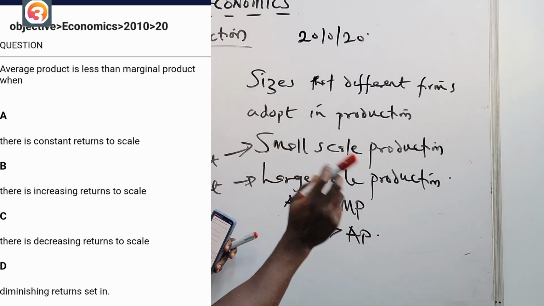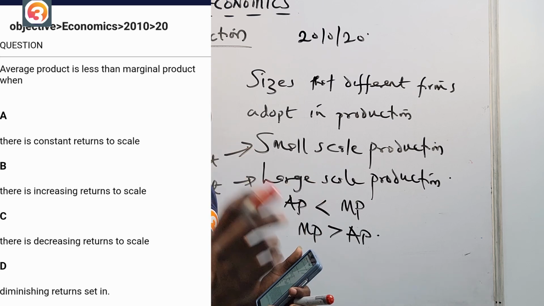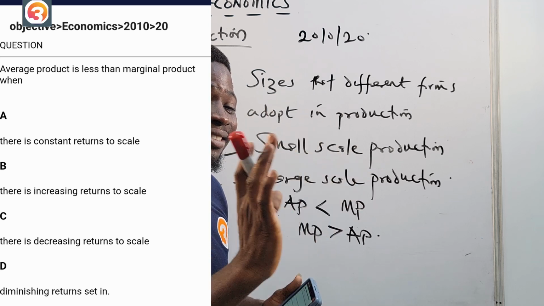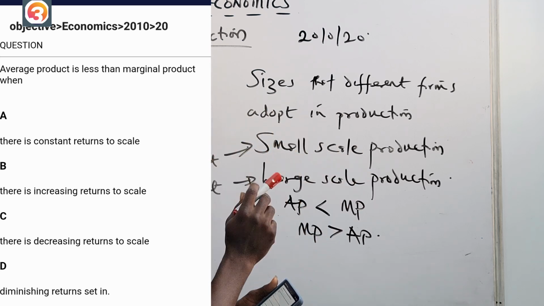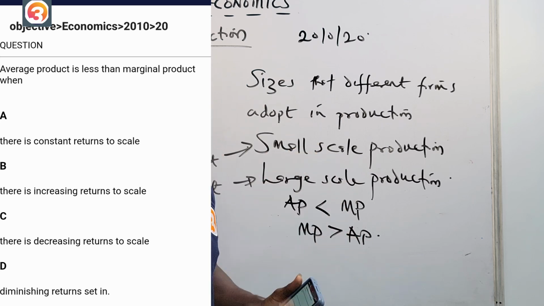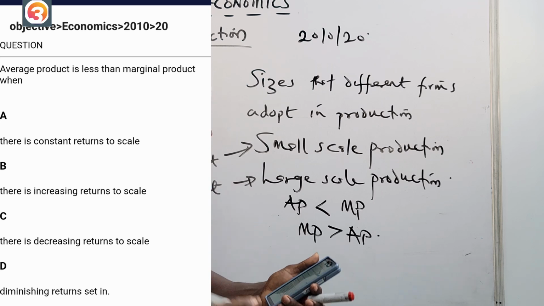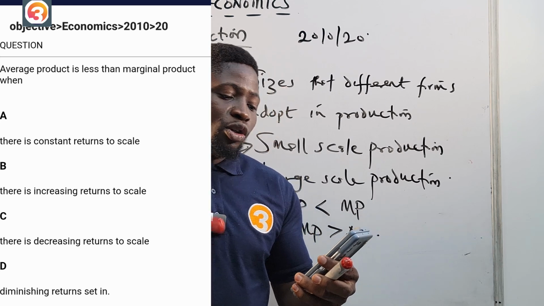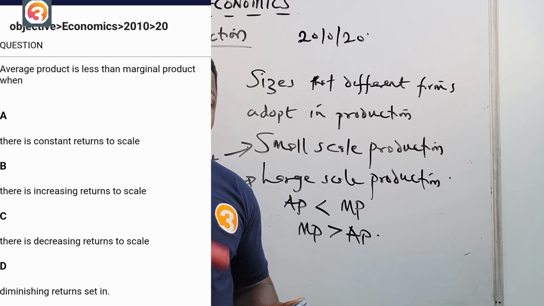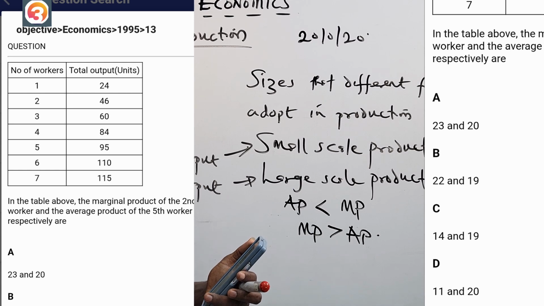From the relationship we drew, I told you that if marginal product is greater than average product, average product is increasing, and at that point we're experiencing increasing returns to scale. I told you already from the graph I wrote out, it is from when the marginal product starts declining that we start experiencing diminishing marginal returns. Please take note of that. So the correct answer there will be option B, there's increasing returns to scale. Let's see the next question.